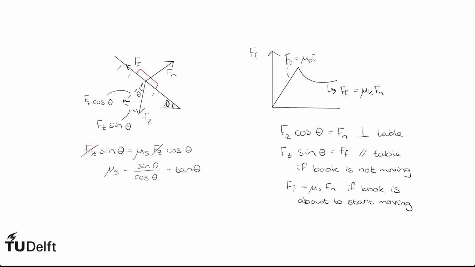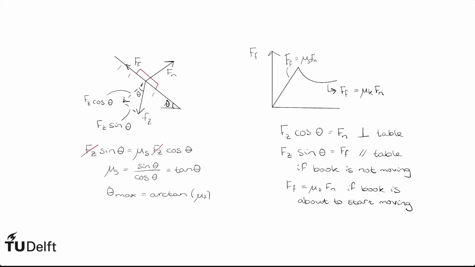Usually I would leave this as my answer. Of course you could invert this and say that the angle theta max is the arc tangent of this coefficient of static friction. Now, of course, you could look up the coefficient of static friction of a given book of a given material and a table of a given material and actually put in numbers and find what this actual angle is. Inversely, you can, of course, now determine what the coefficient is by measuring the angle at which the book will start to slide.